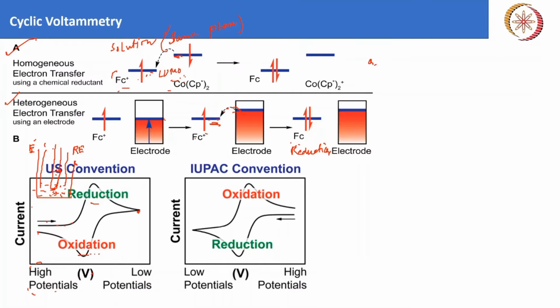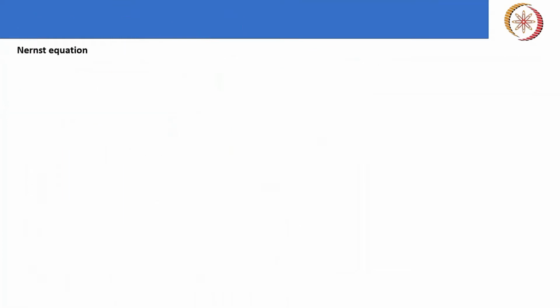So these two conventions: if you see any literature talking about the upper redox peak being due to oxidation or reduction, then you have to check whether it is the IUPAC convention or the US convention. So basically you have to check the potential axis, which order it is in.